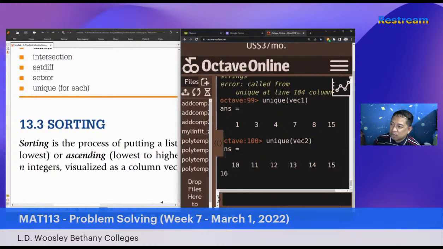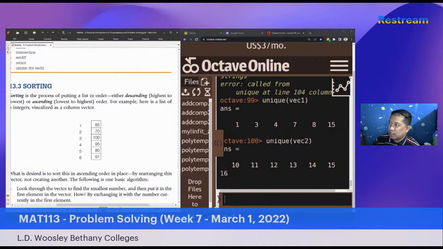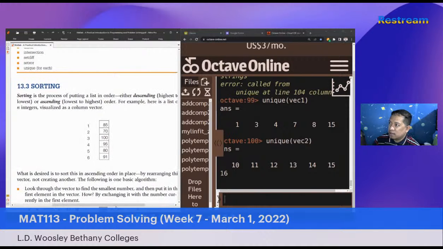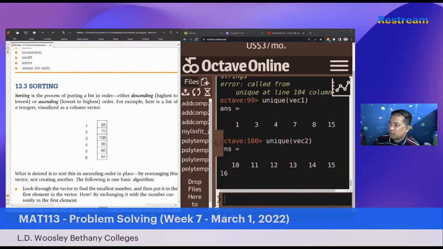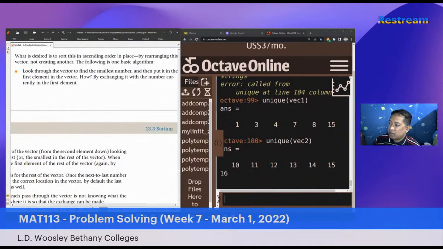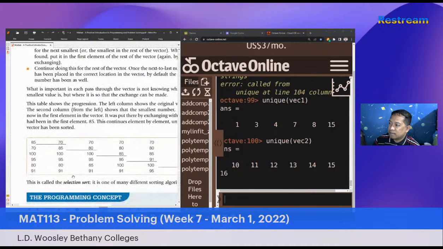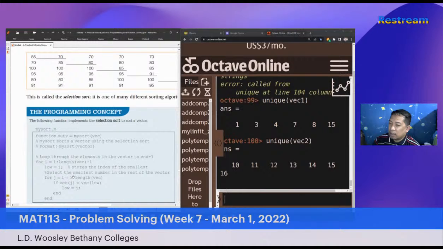Maybe we could continue here in sorting. That's also the next topic here: how we sort materials. Sorting is the process of putting these in order, whether descending or ascending. So these are one of the visualizations. For the 6th set, corresponding are the grades. We'll be digging into how it is used in MATLAB. The programming concept I will leave to our students to read.